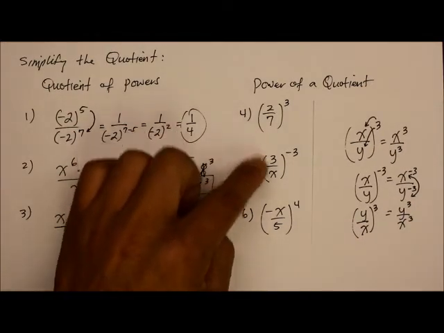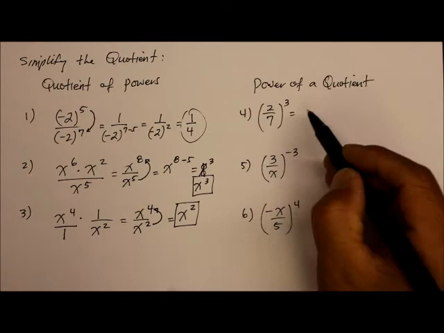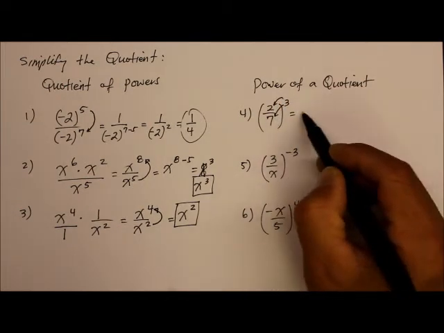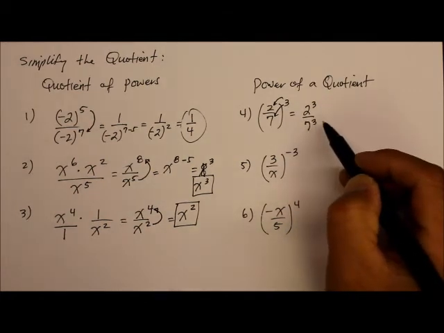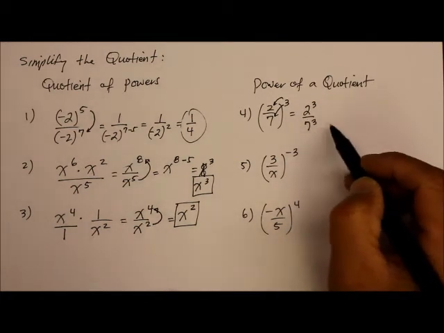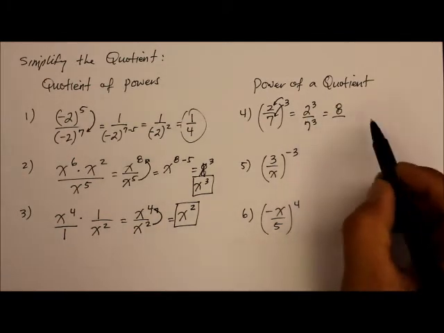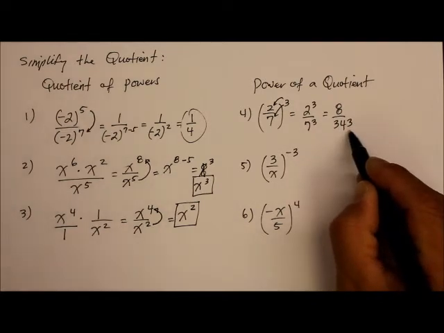You try to simplify these three. All right. So you said, all right, the 3 goes to the 2 and the 3 goes to the 7. So you end up with 2 to the third and 7 to the third. If you wanted to, you could evaluate. 2 to the third is 8, of course. 7 to the third is 343. I cheated. I used the calculator.